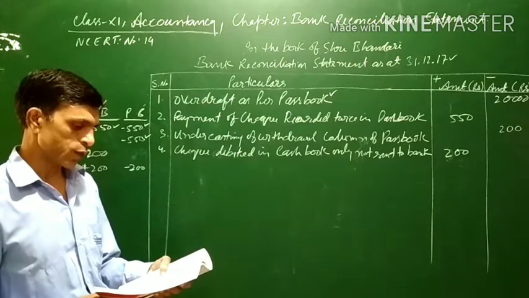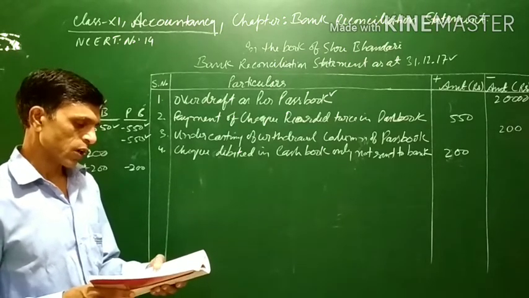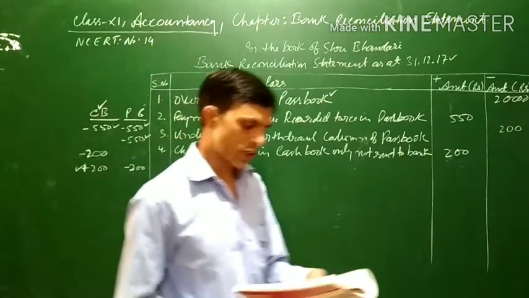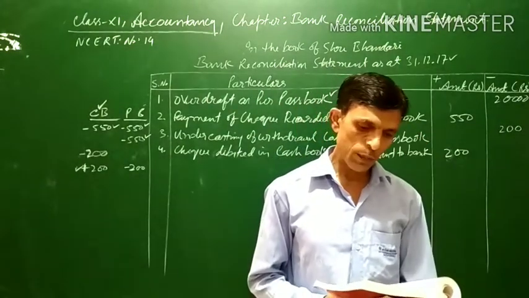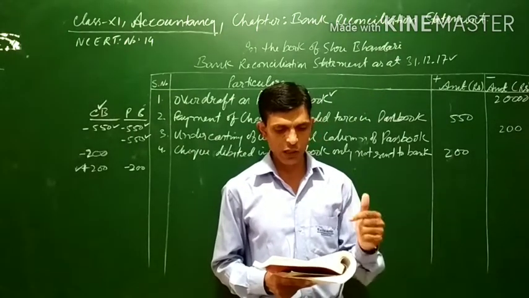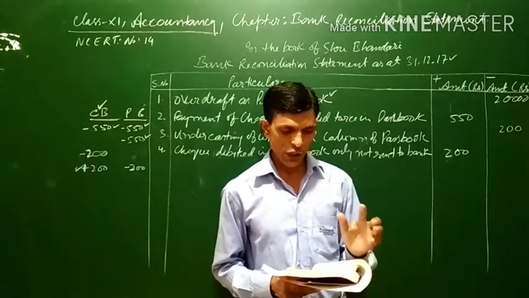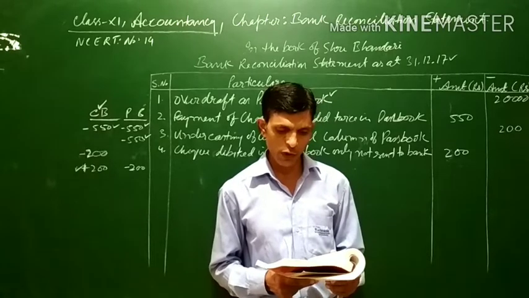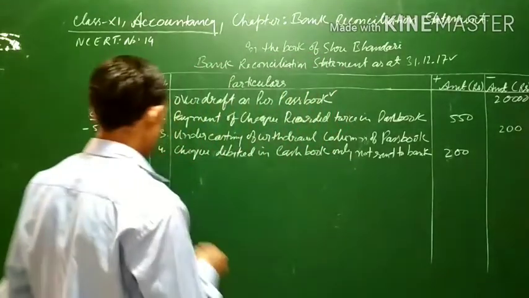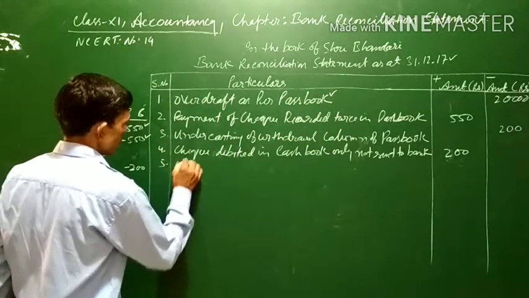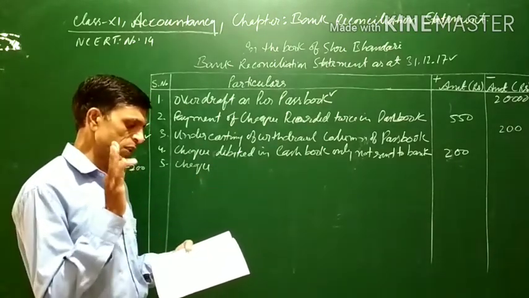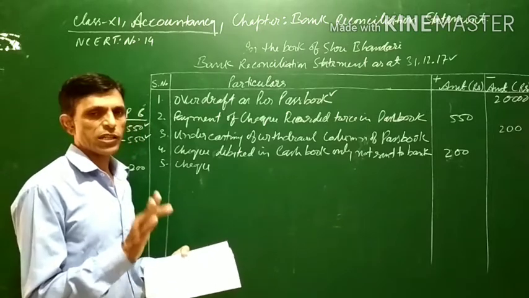Next is a check of rupees 300 debited to bank column of cash book was not sent to bank. The both are one and the same thing. The third and the fourth statements, both are one and the same thing. A check of rupees 300 debited to the bank column of the cash book was not sent to the bank. This check has been debited in the bank column of the cash book, but it has not been sent to the bank.